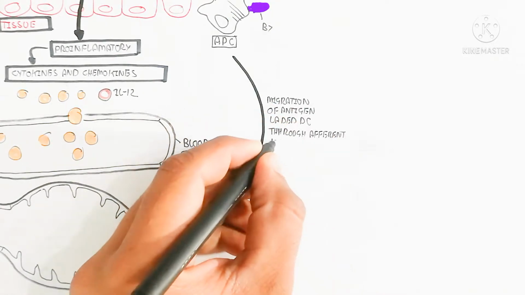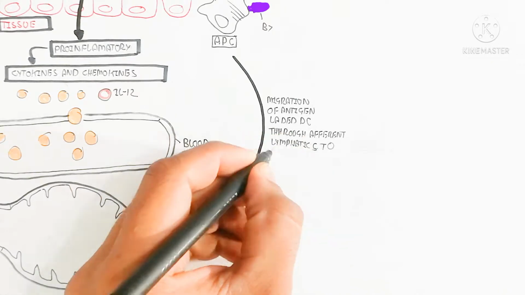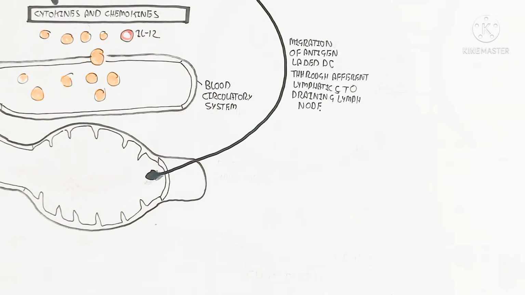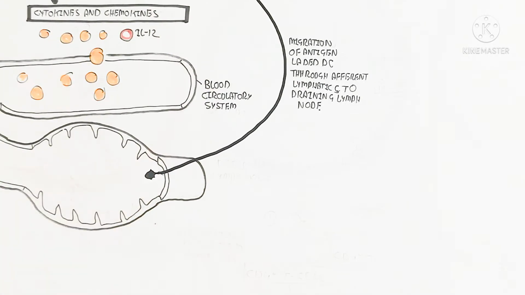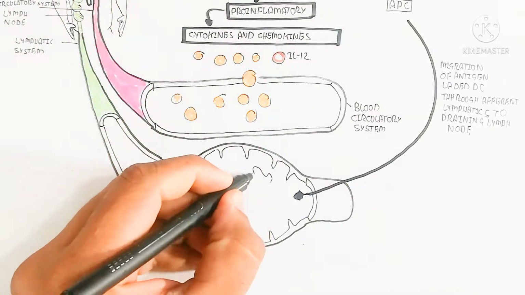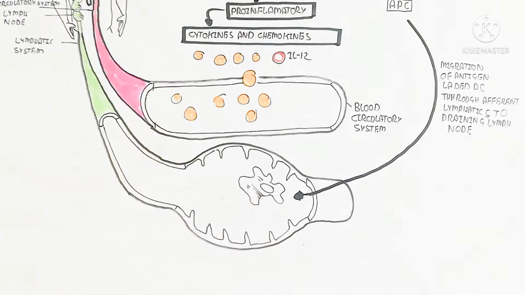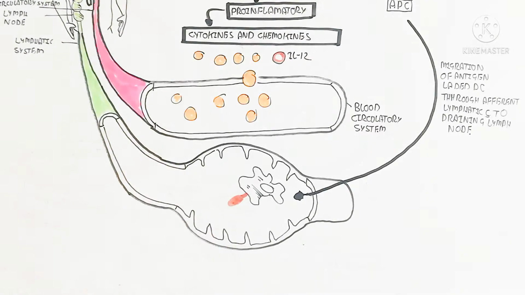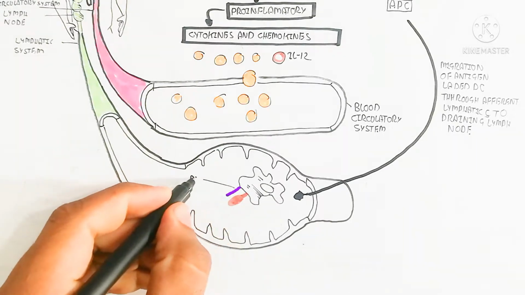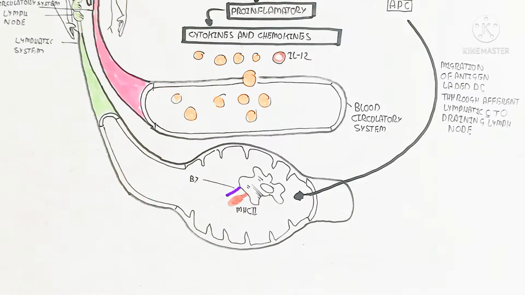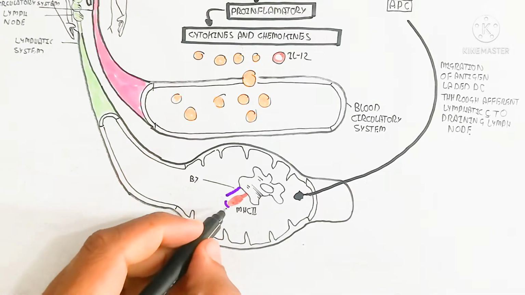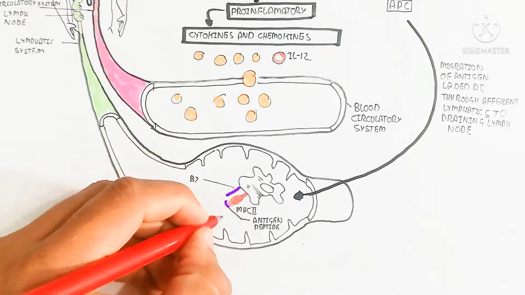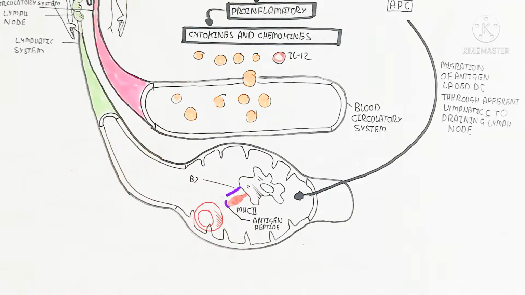Then the antigen-laden dendritic cell migrates through the afferent lymphatic, not efferent but afferent, toward a draining lymph node. Here you can see it goes into the lymph node, and the lymph node is the residence of the B cell and naive T cell. The naive T cell is not educated, but the dendritic cell will educate it and give the target.